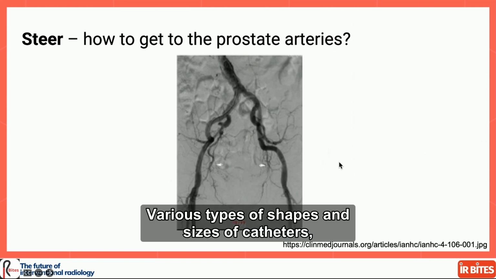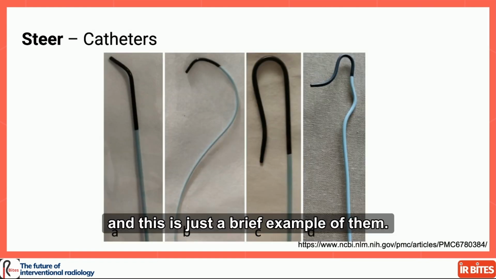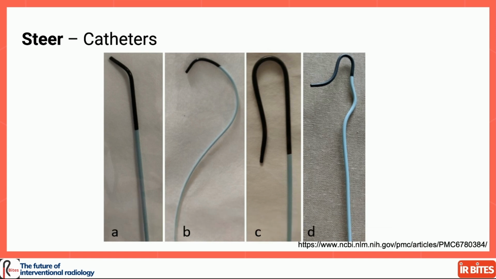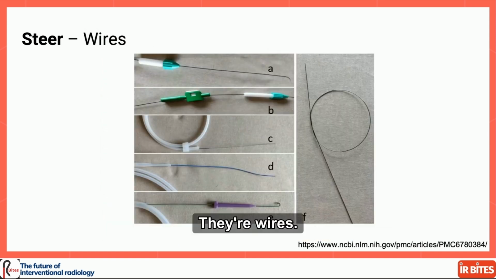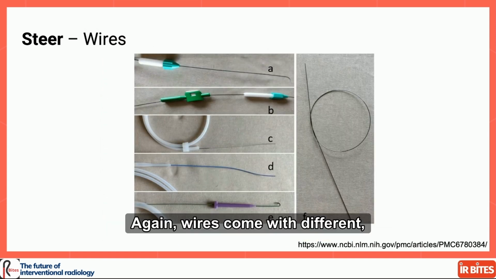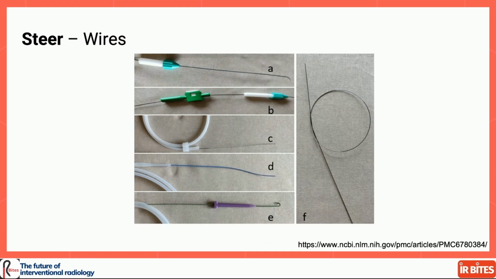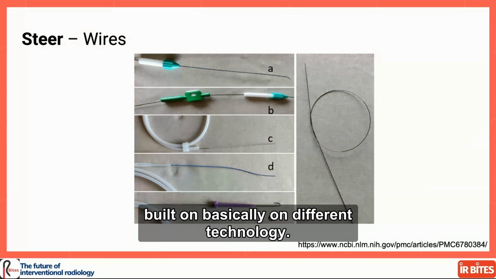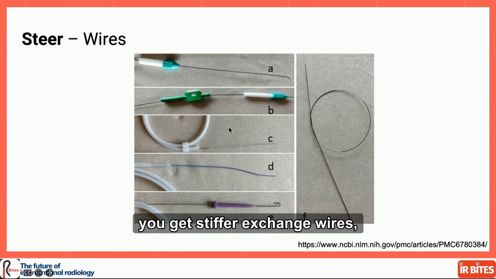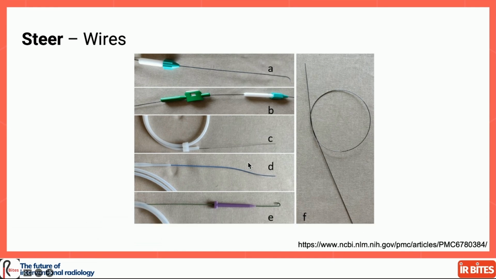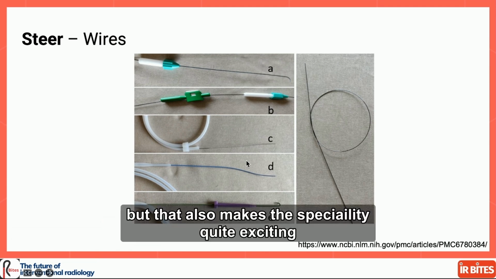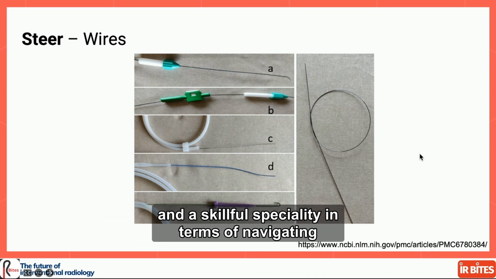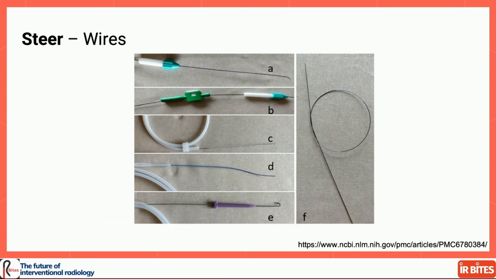Various shapes and sizes of catheters, and this is just a brief example of them there. Wires. Again, wires come built on different technology. So you get hydrophilic, softer wires, you get stiffer exchange wires, you can get micro wires. Again, there's so much kit out there, but that also makes it quite an exciting and skillful specialty in terms of navigating to the target vessel.